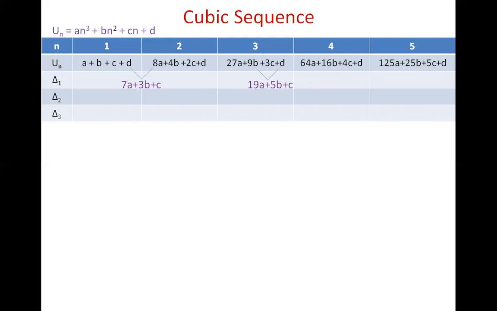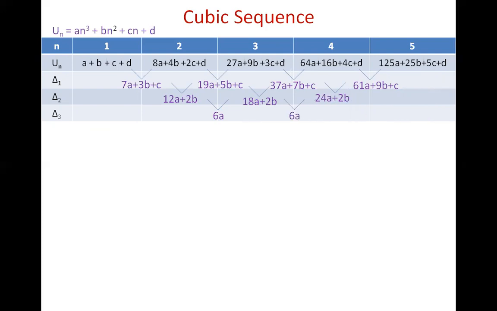Delta 1, the first level difference, you have to calculate. Next, the second level difference you have to calculate: 12a + 2b, 18a + 2b, 24a + 2b. Here, the second level differences are not the same. So, we will go for the third level difference. For a cubic sequence, we will have 3. 18a + 2b minus 12a + 2b, you will get 6a. 24a + 2b, if you subtract 18a + 2b, you will get 6a. Third level differences are the same for a cubic sequence.